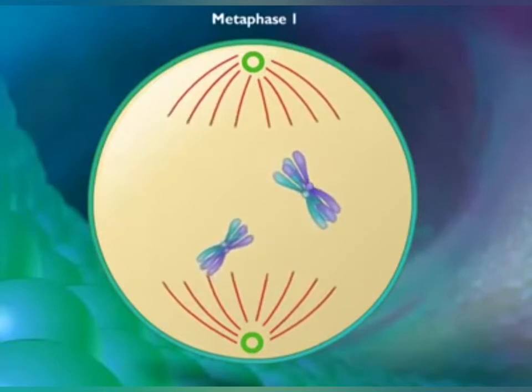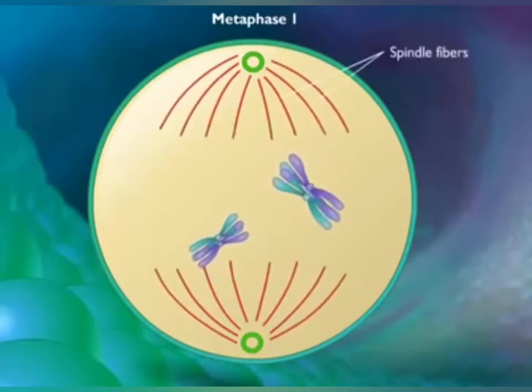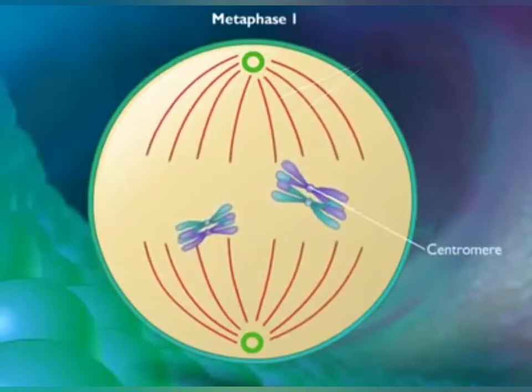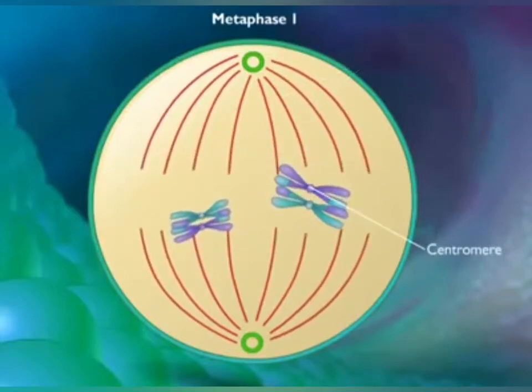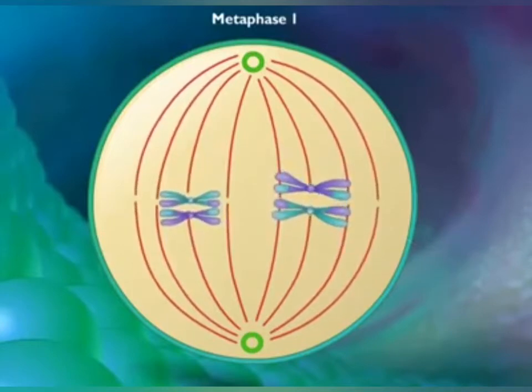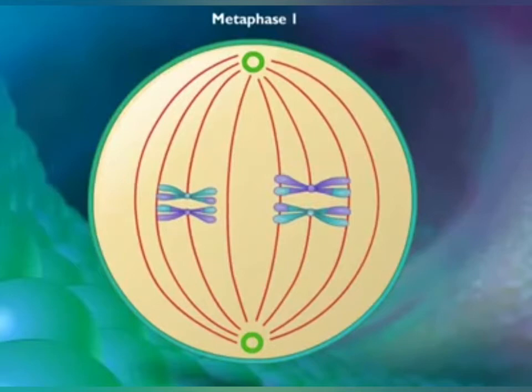Spindle fibers attach to only one side of each centromere, and the two homologous chromosomes attach to microtubules orienting from opposite poles. Each pair of homologs then lines up on the metaphase plate. Either maternal or paternal homolog may orient toward a given pole.